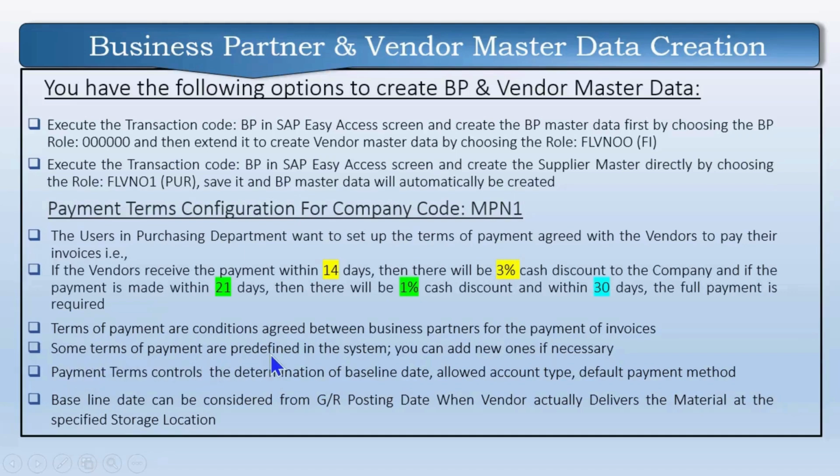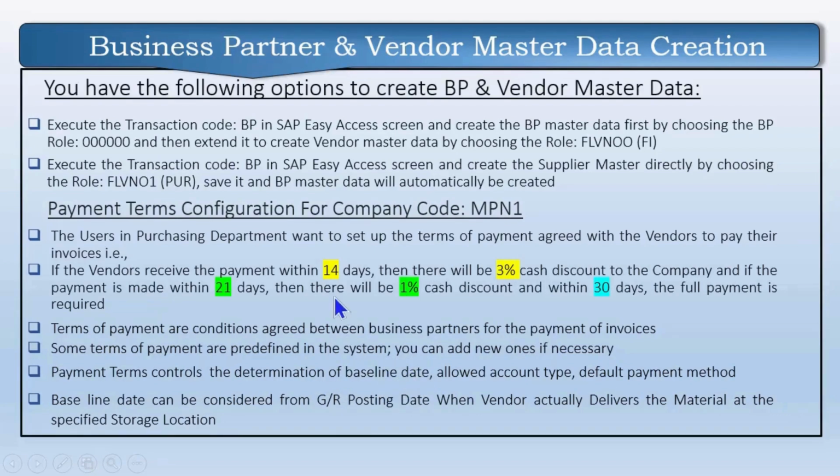Some terms of payment are predefined in the system. So all these payments we have to configure in the system. At the time of making the invoice, those payment terms will be activated and calculated based upon the settings of the payment terms. Payment terms control the determination of baseline date.